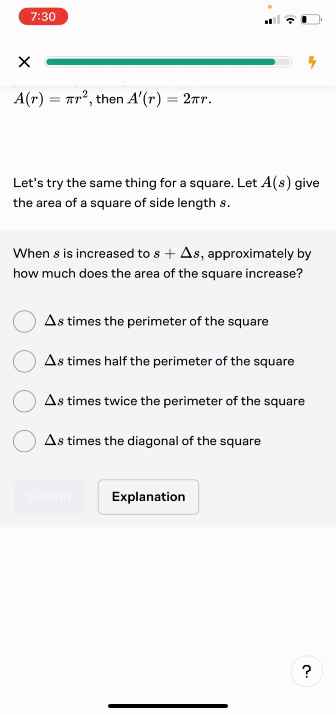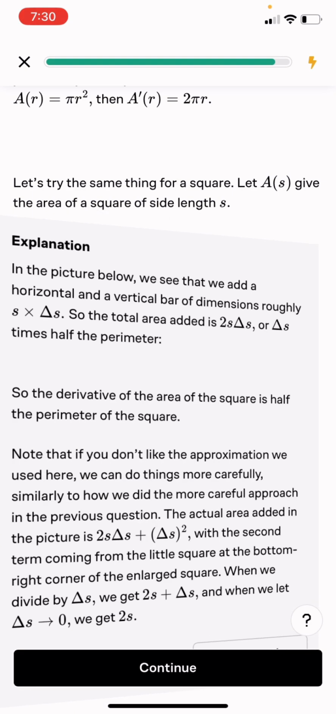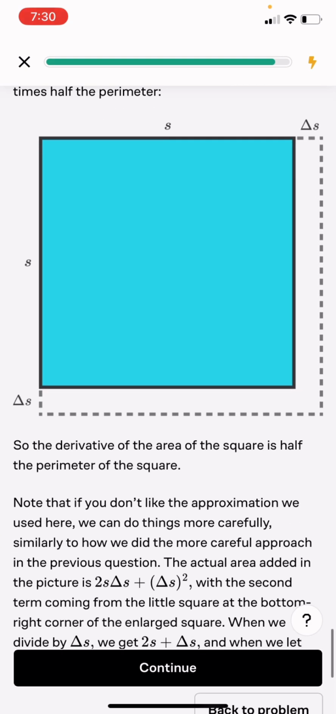In the picture below, we see that we add a horizontal and a vertical bar with dimensions roughly S times the rate of change of S. So the total area added is 2S times the rate of change of S, or the rate of change of S times half of the perimeter. That would make sense. So the derivative of the area of the square is half the perimeter of the square.